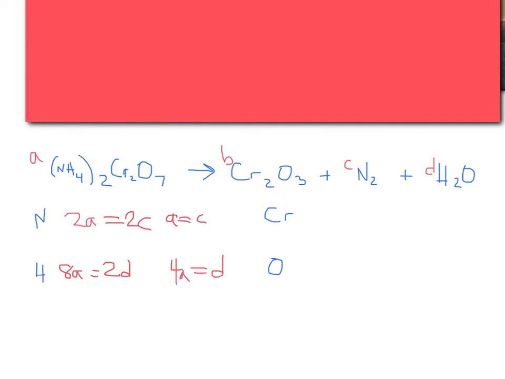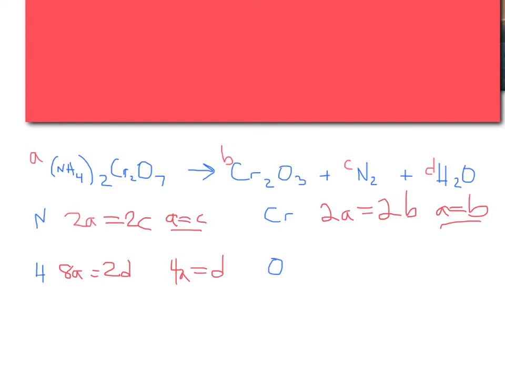Are you with me? Alright, now chromium is part of that first reactant there in the decomposition. So that's going to be 2A equals 2B, which reduces to A equals B. So now we also know that A equals C, so that means A, B, and C are all equal. Okay, which brings us to oxygen.